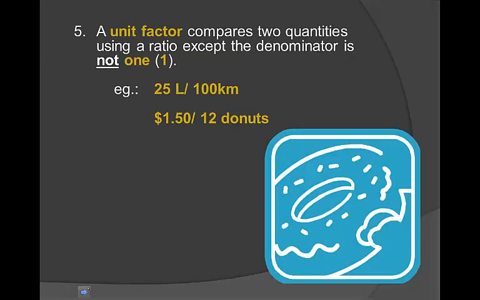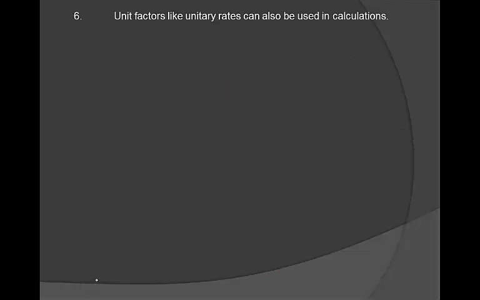So sometimes unitary rates aren't given to you, and instead you're given a unit factor. And your unit factor is essentially the same type of relationship, except that it doesn't have a 1 as one of the values. So a unit factor compares two quantities using a ratio, except the denominator is not a 1. 25 liters per 100 kilometers is your gas consumption, $1.50 per 12 donuts. Unit factors, just like unitary rates, can be used in calculations.